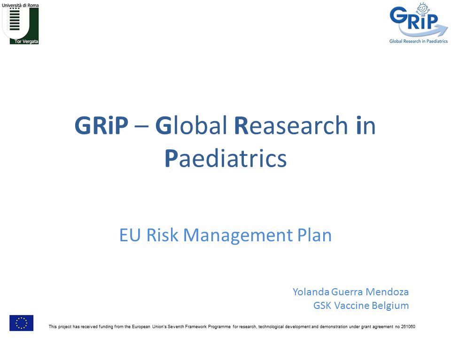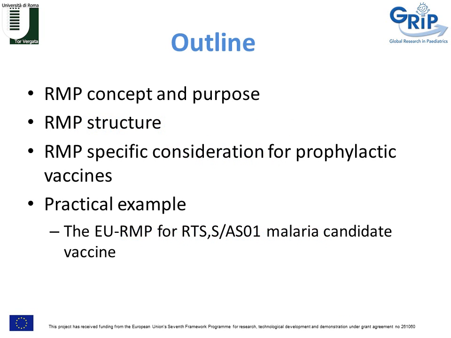Good morning, everybody. My name is Guerra, and in this module, I will present to you the European Risk Management Plan. In this presentation, I will give you a short introduction of the Risk Management Plan, the structure of it, the points to consider about prophylactic vaccines, and at the end of the presentation, I will provide you a practical example of RTS,S, the malaria candidate vaccine that was recently approved by the EMA.